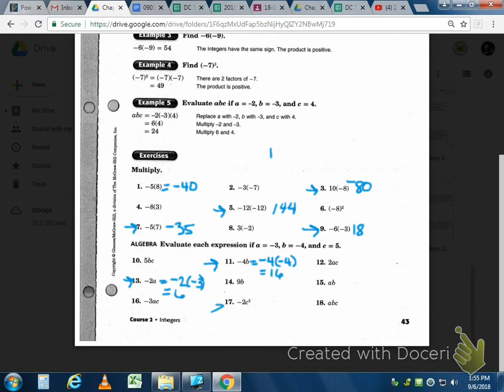Okay, and we're going to skip ahead to number 17. Negative 2c squared. Now we've got to be really careful with this one. It is negative 2 times c squared. And what is c? Caden? 5. So it's going to be negative 2 times 5 squared. And Caden, what is 5 squared? 5 times 5, which is 25. Good. So we now have to do negative 2 times 25. What is that? Negative 50. Perfect. Good job. All right. Any questions about that? Plug the numbers in, and then follow the rules of the signs and then multiply.